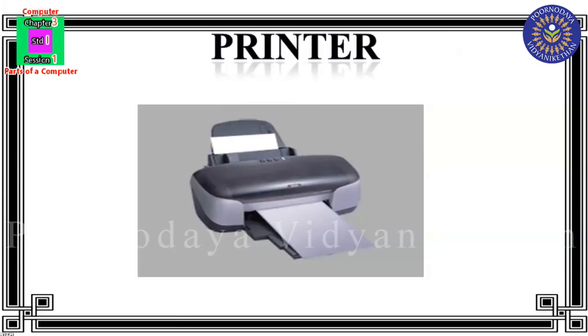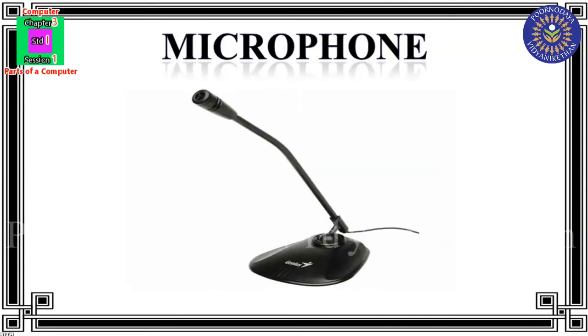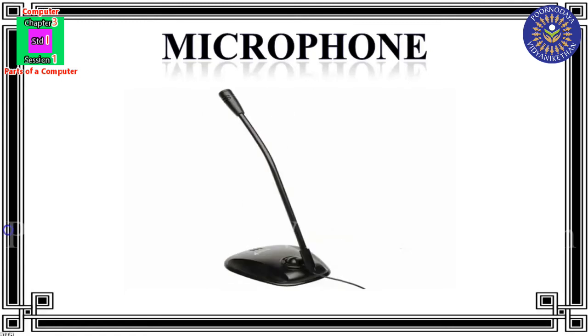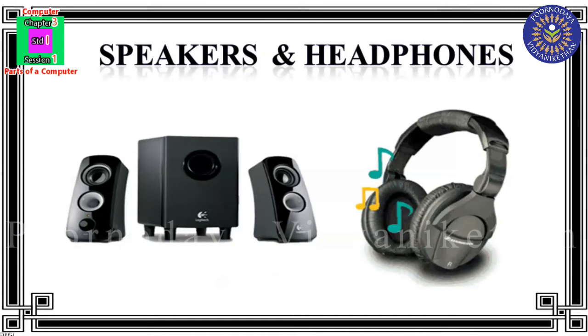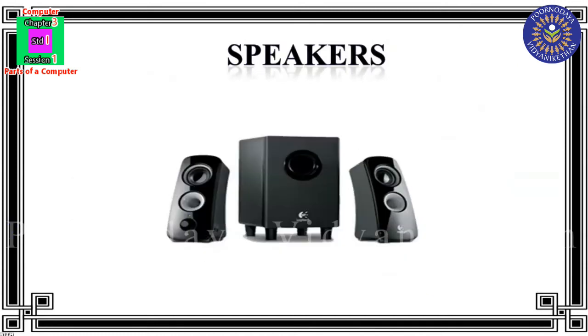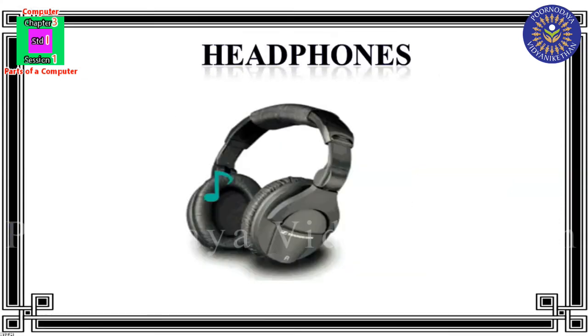Here you can see a printer. A printer helps us to get printouts of our work done on a computer. Then microphone. A microphone helps us to record our voice in a computer. Next, speakers and headphones. Speakers help us to listen to different sounds and music on a computer. We can listen to sounds and music on a computer using headphones without disturbing others.